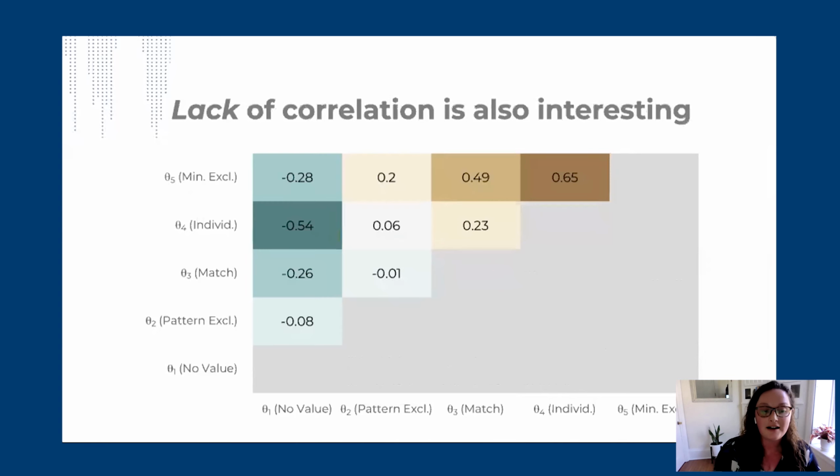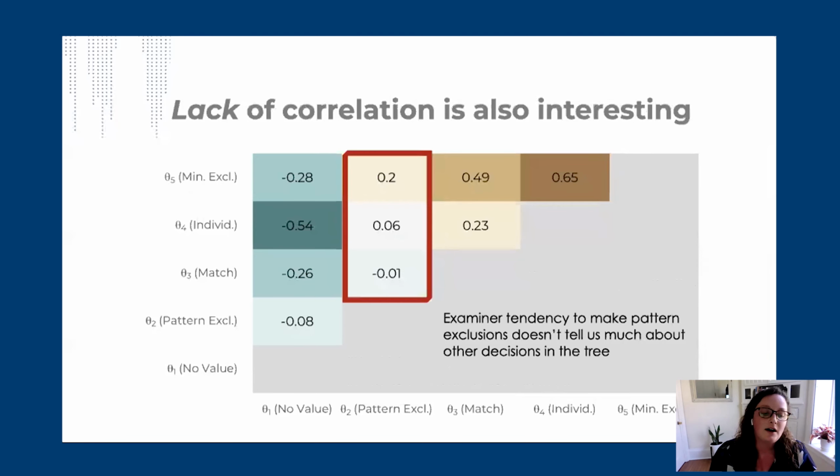I also think that the lack of correlation here is also interesting. And so here, these are the correlations with theta 2 compared to the other parts of the tree. And so these are all really close to 0. And so these tell us that examiner tendency to make pattern exclusions doesn't tell us much about the other decisions in the tree. And so this is kind of an independent process of the other decisions that were made in the tree.